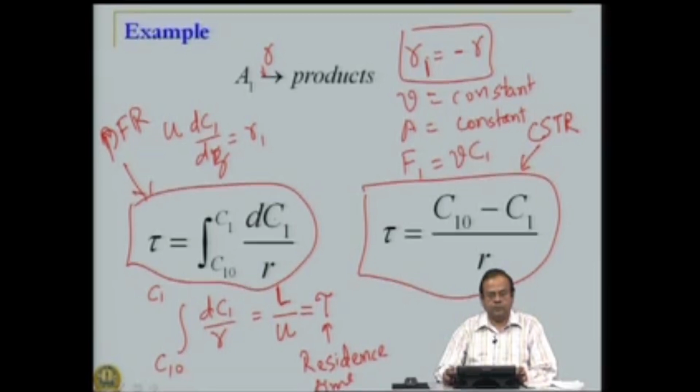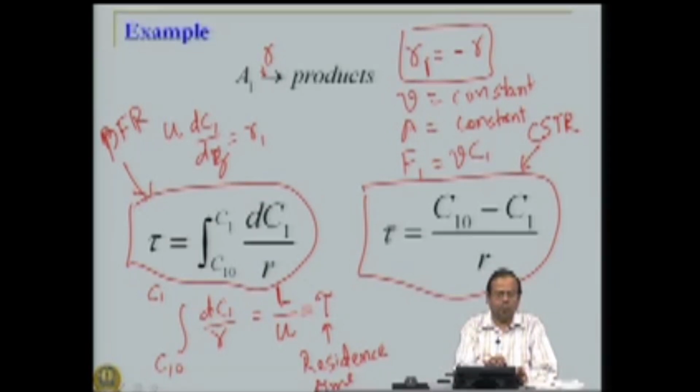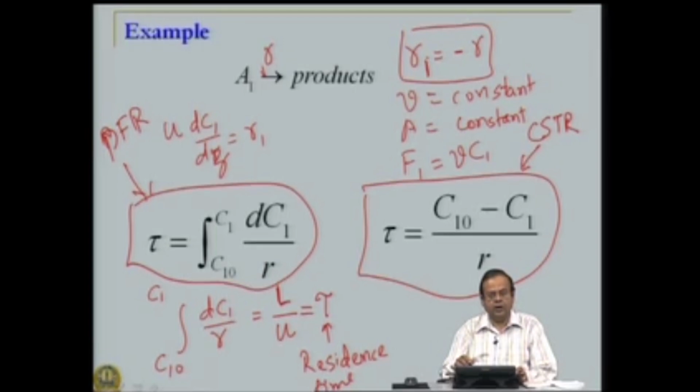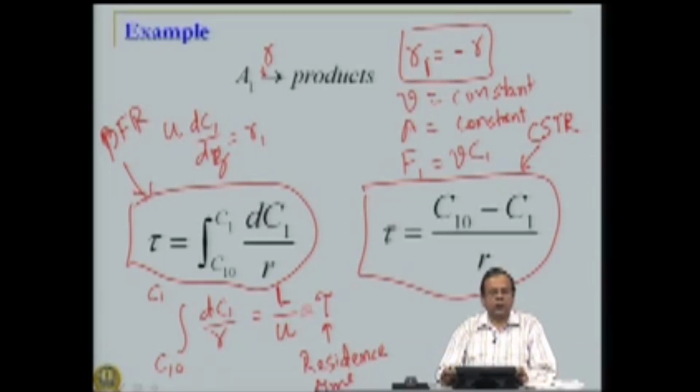Now, what is better performance? There are two ways of looking at better performance. One is we say that our reactor length and velocities are fixed. It means we have the same residence time in a plug flow reactor and a stirred tank reactor. Which of these two reactors gives us higher conversion of A1? So, that is one way of comparing, and whichever gives higher conversion is the better of the two reactors.